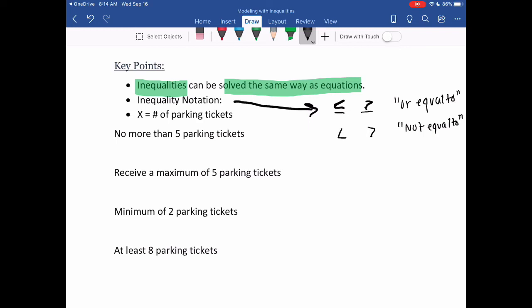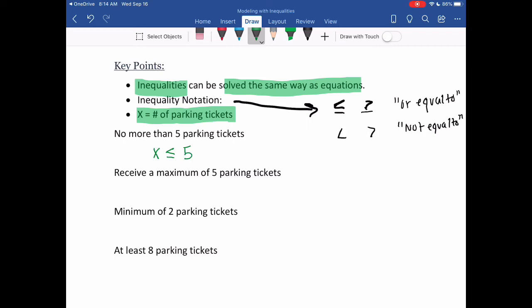Let's say X represents the number of parking tickets Miss Ford receives. Well, if you see Miss Ford can receive no more than 5 parking tickets before her car gets towed, that means X has to be less than or equal to 5. Because if she receives 4, she's okay. If she receives 5, she's okay. But if she receives 6, they're going to tow her car.